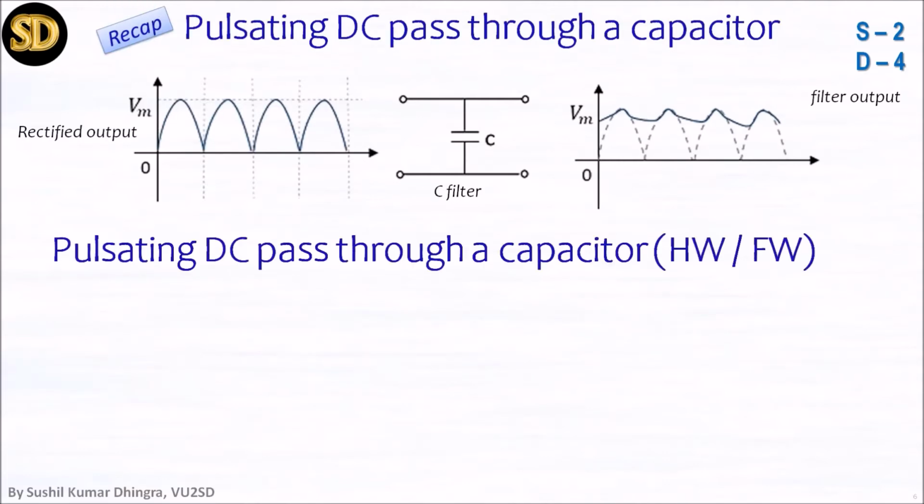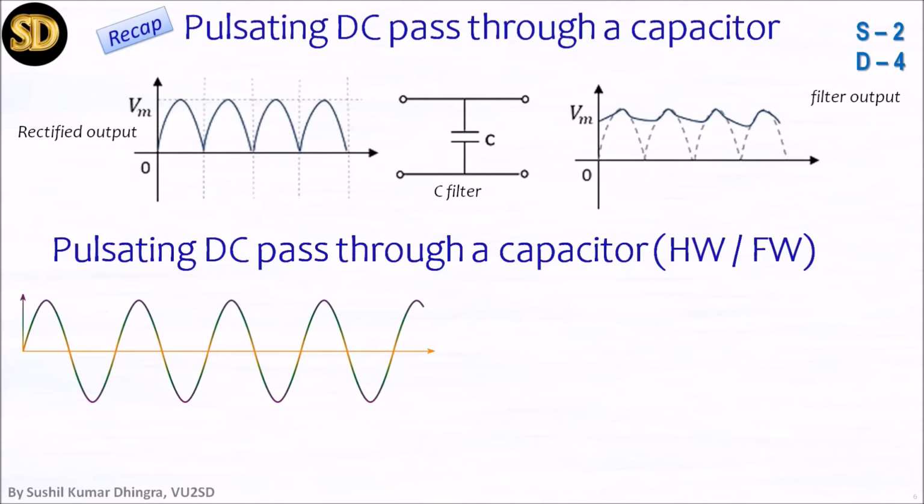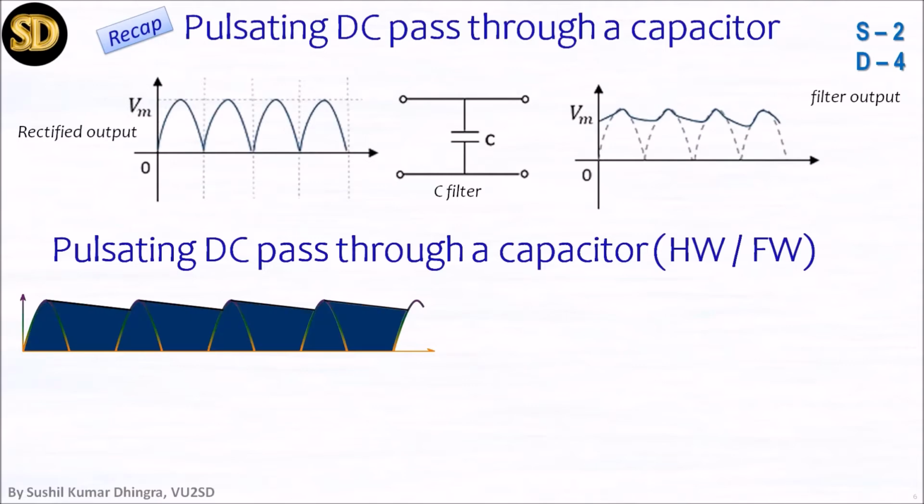But before that, let us look at the wave shape when passing the signal through a capacitor. When an AC wave is input, the diode converts it to pulsating DC. It looks like a half wave rectifier, and the capacitor tries to smooth it. The moment this pulse goes down, the capacitor releases energy, and the output after this filter will look like the blue line on your screen. This is for the half wave rectifier.